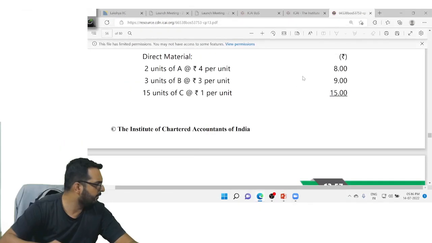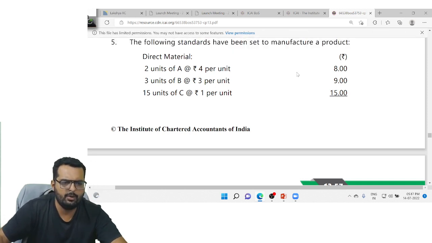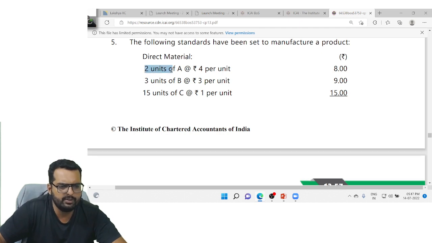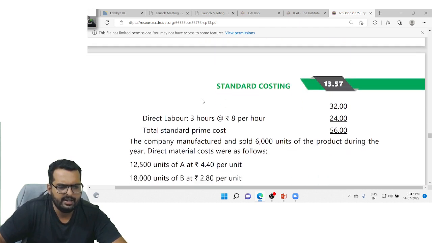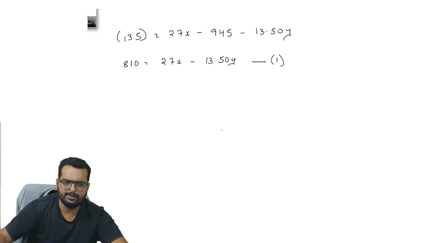Let's do it and finish it off, friends. All right, let's do it now. So, friends, here they have given 2 units of A, B, and C. SQ is based on what? Actual output. The actual output is how much? 6,000. So I'll just write down over here. SQ.